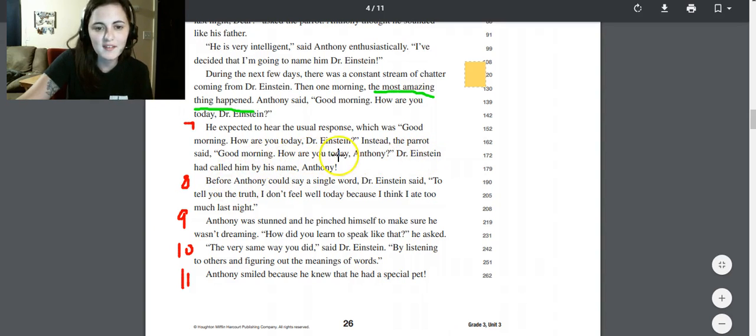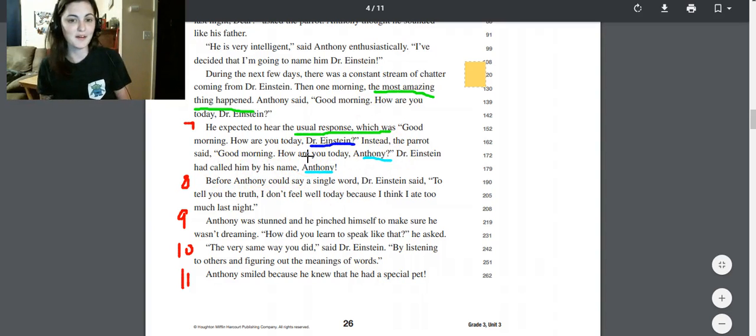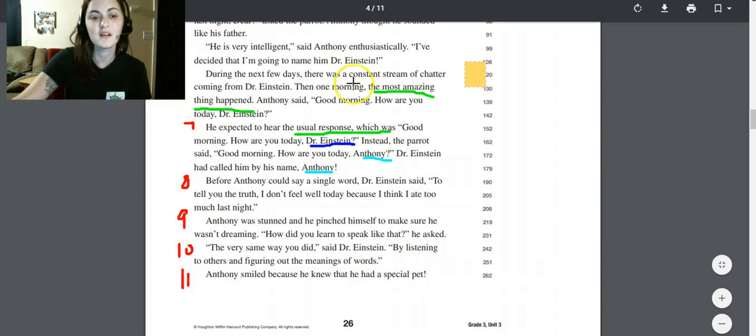Well, right here it says he was expecting to hear a usual response, which was, "Good morning, how are you today, Dr. Einstein?" But let's look at the difference. And then we also have this one where he says, "Good morning, how are you today, Anthony?" So he's now calling him by his name. Which is weird because the parrot usually just repeats back what it hears, but this parrot learned his name.